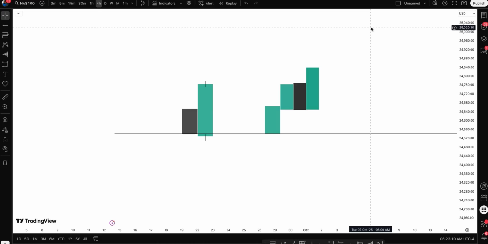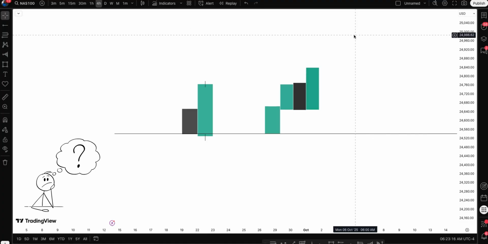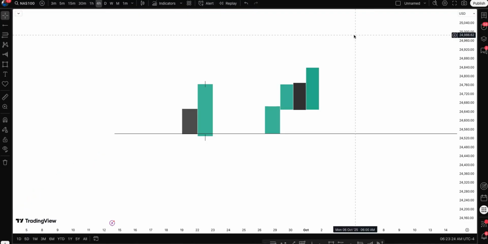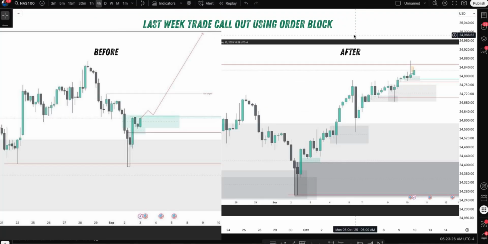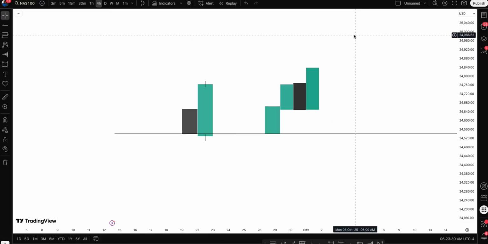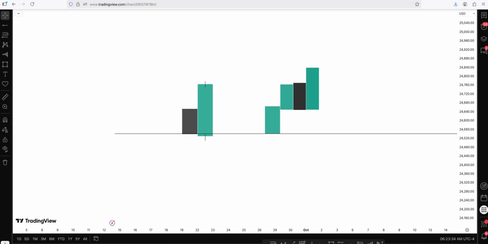Most traders keep marking random boxes on the chart and calling it an order block. See, that's why most traders keep losing. But today, I will show you what a real order block is, and I will review trades from the past week, and you will see exactly how I use it in the live market.